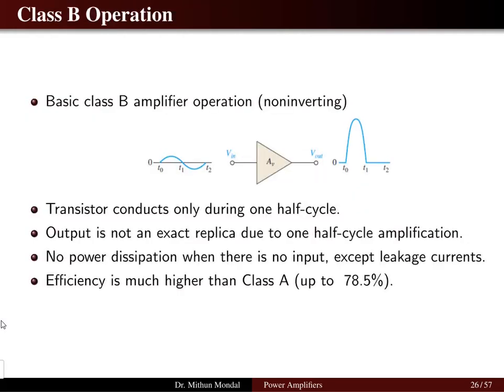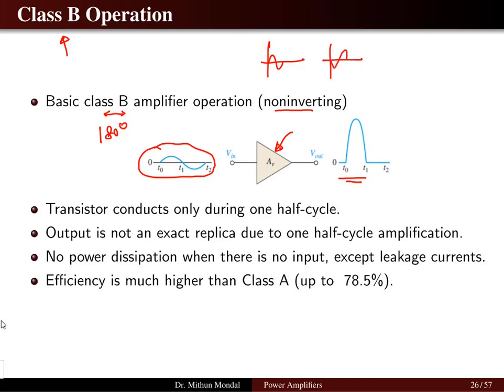Let us start with the discussion on class B operation. So class B operation means the conduction is only for 180 degrees. So given the input AC wave, the output we get is basically conducting for 180 degrees for the power amplifier and it is non-inverting. In class A amplifier, we have seen that although the input is amplified, we get the inverted form at the output. So here the transistor will conduct only during one half of the AC wave.